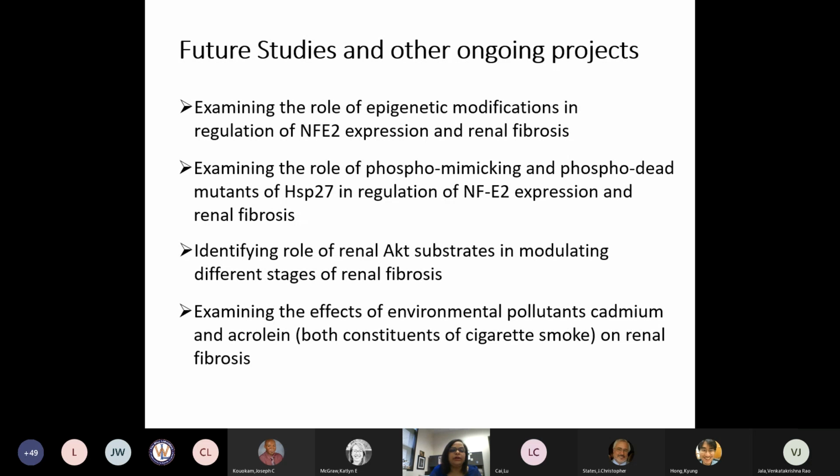We are also examining currently the role of epigenetic modifications in the regulation of NFE2 expression and renal fibrosis. We are also examining the role of phosphomimicking and phospho-dead mutants of HSP27 in regulation of NFE2 expression and renal fibrosis. We are also identifying the role of renal AKT substrates in modulating different stages of renal fibrosis. Moreover, given the fact that cigarette smoking can cause diabetes, we are also examining the effects of environmental pollutants such as cadmium and acrolein, both constituents of cigarette smoke, on renal fibrosis.